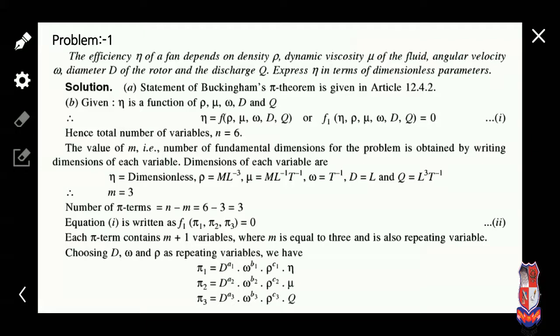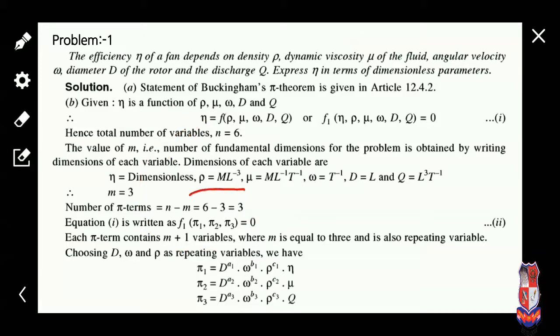So first of all, write the equation in this manner. Efficiency is a function of the given dependent variables: density, mu, angular velocity, diameter and discharge. We can write it either in this form or in this form. The number of variables is 6 and the fundamental dimensions have a value of 3: M, L and T. So 3. The required number of pi terms is n minus m, so we have to write 3 pi terms to solve this problem.